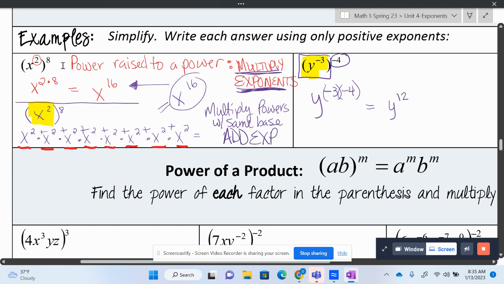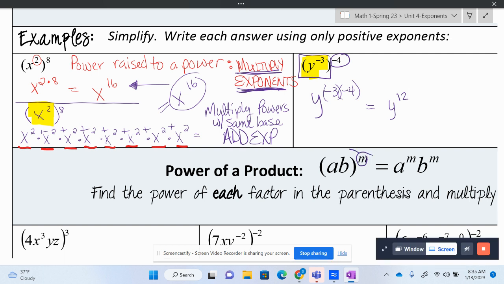The last rule is having a product. We have a product, two things being multiplied together inside of a parenthesis with an exponent on the outside. Okay. So when you have something like that, you're going to take that exponent and you actually distribute it to each term on the inside. You're going to distribute the power.